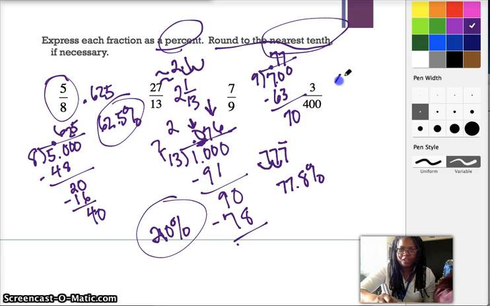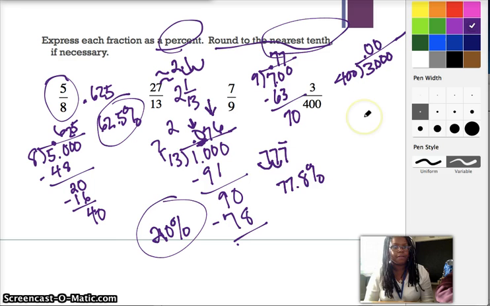And so the final thing, I'm going to divide 400 into 3. And clearly it won't go into 3. Clearly it won't go into 30. Clearly it won't go into 300, but maybe it'll go into 3,000, right? So if I divide 400 into 3,000, what do I get? 400 into 3,000. How many times do you think it'll go? Like a lot. It's going to be kind of like 4 goes into 30. How many times does 4 go into 30?